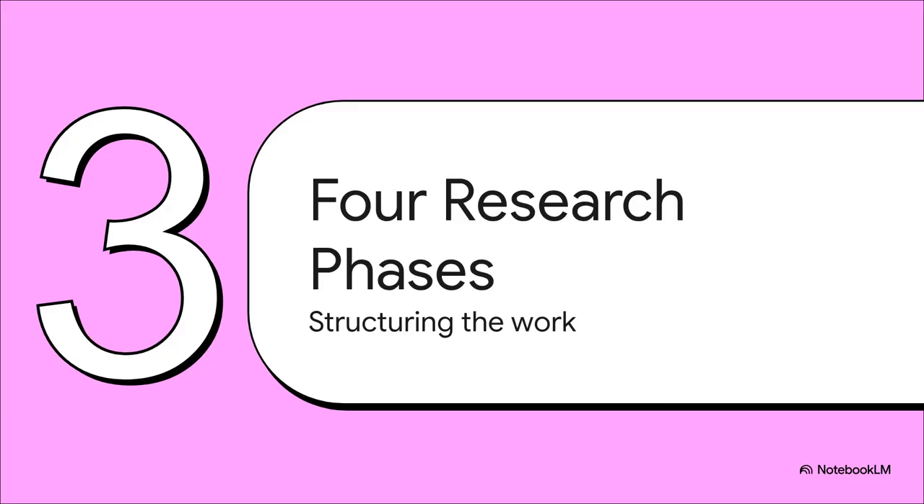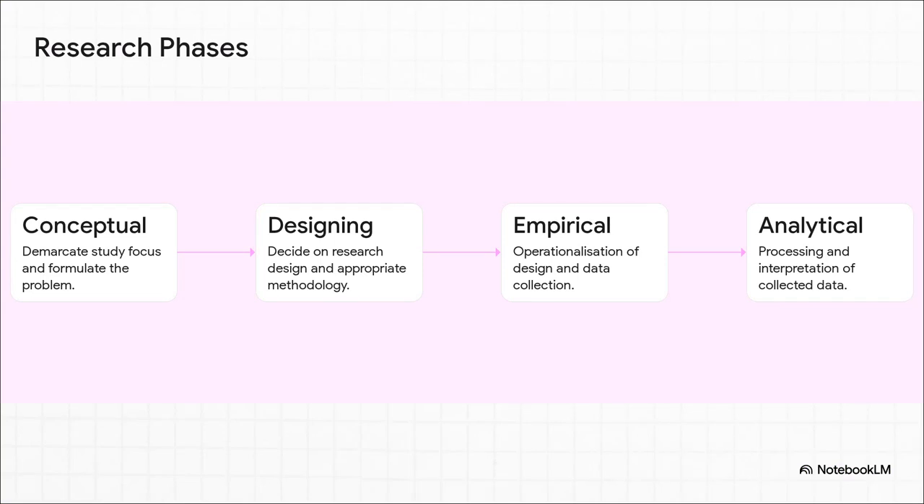Let's move to Section 3, the 4 research phases. So let's see how this builds. How do scholars actually structure their work once the strategy and tools are locked in? Well, it builds across 4 distinct phases. Phase 1 is conceptual, demarcating the study focus and formulating the problem based on gaps in knowledge. Phase 2 is designing and planning, laying the foundation, picking your methods, considering ethics and timelines.